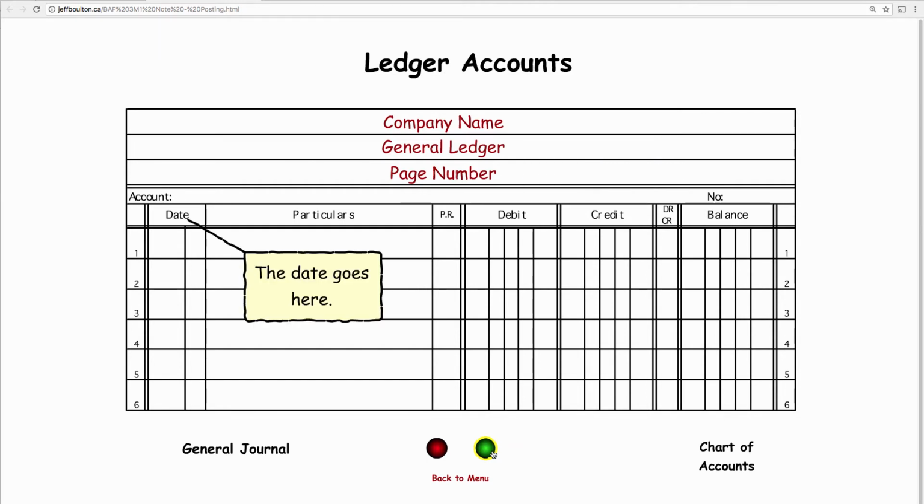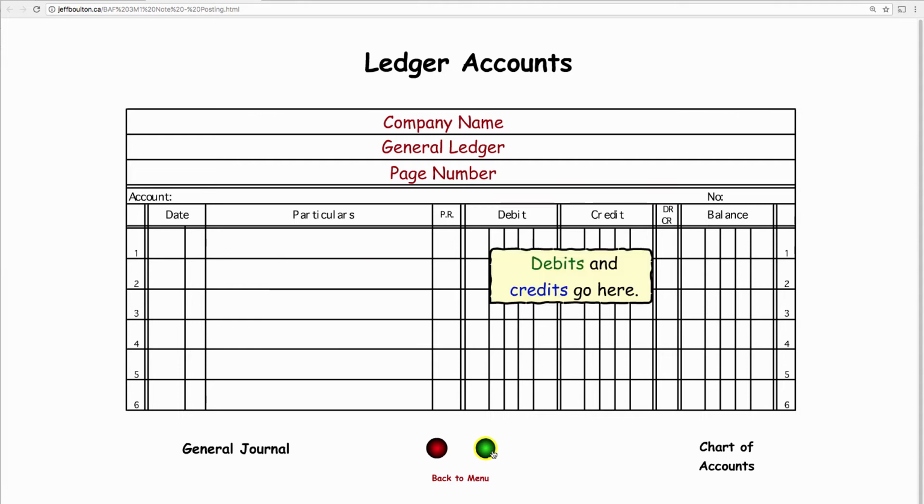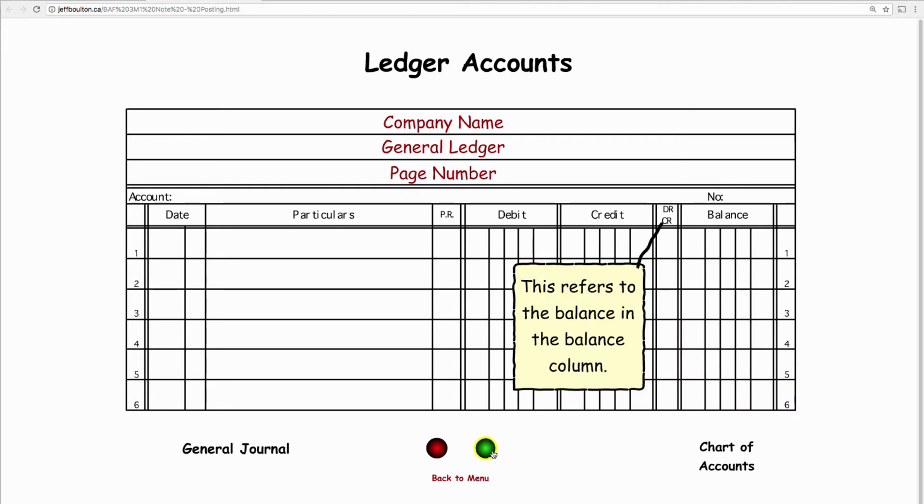You got a column for dates, a column for particulars and information about the transaction, a posting reference that tells you from where it came in the journal, some reference to a source document or reference to a journal page, and then a column for the debits and credits for the transaction. You then, this is different, keep a running balance in your account. Instead of just totaling at the end when you're done the exercise, you keep a running balance. Obviously, a real business needs to know the balance now if it has to look it up. And then you have this column, which refers to the balance here.